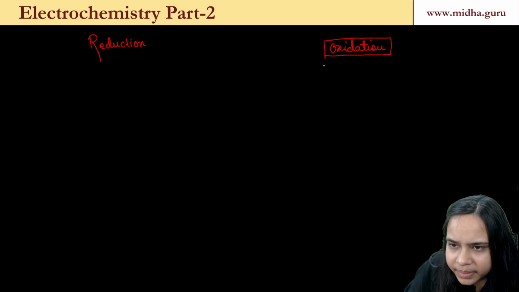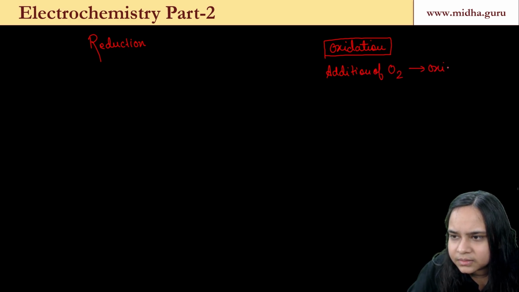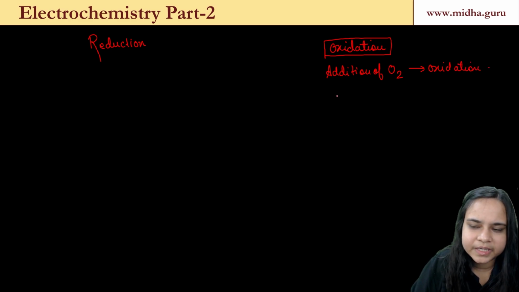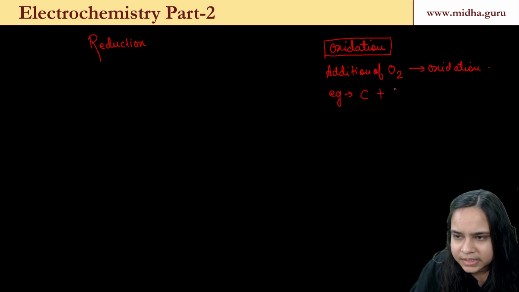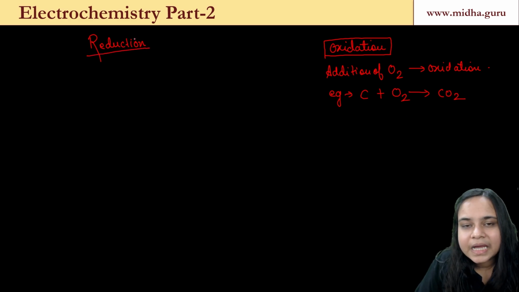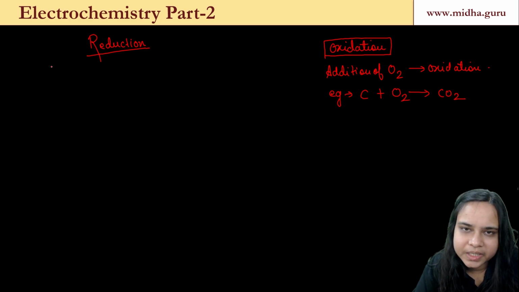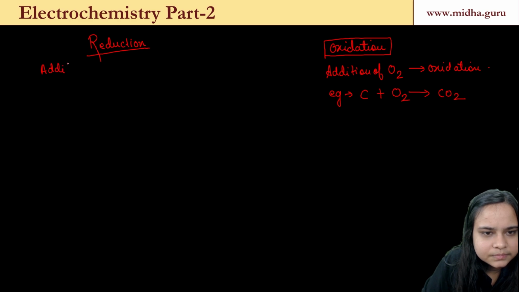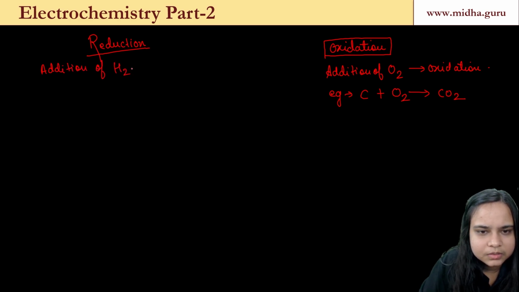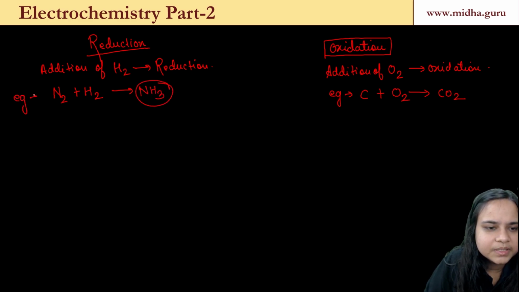So on a simple basis, addition of O2 is oxidation. Like, if we take a simple example, carbon, we are adding O2 to this, this becomes CO2. So this is an oxidation reaction. Now, if we are adding hydrogen to any compound or to any element, it becomes reduced. So reduction is what? Addition of hydrogen to any compound or element. This becomes reduction. Let's take an example. If we add H2 to N2, this becomes ammonia. This is a simple example of reduction.